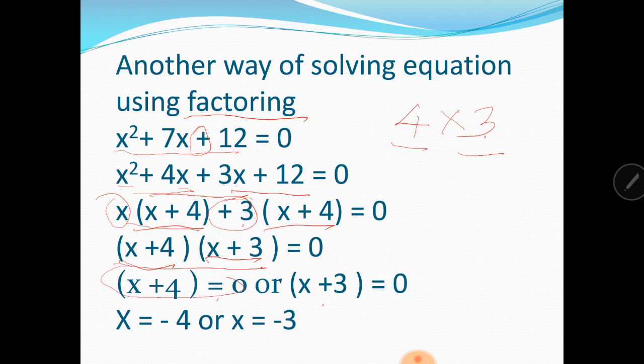And when this is 0, x is equal to minus 4, since minus 4 plus 4 is 0. So x must be minus 4. And when this is 0, x is minus 3, so x equal to minus 3 is the other solution. So this is the same solution we got using the quadratic formula and factoring.